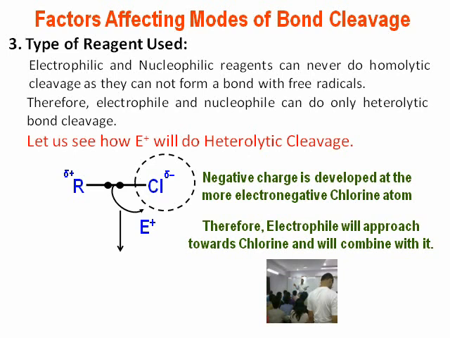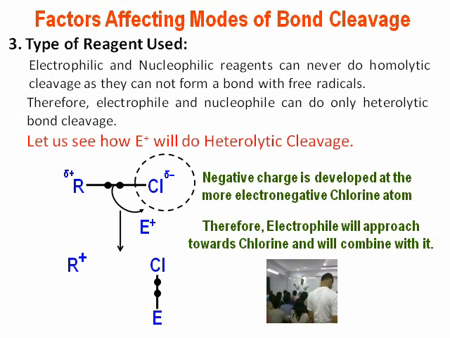And let us see how that bond cleavage of RCl bond and bond formation of electrophile with Cl will occur in a step. So R will become positively charged and heterolytic cleavage will occur.